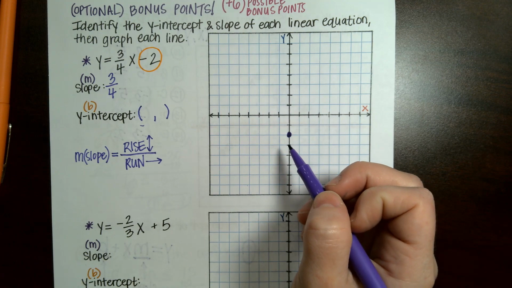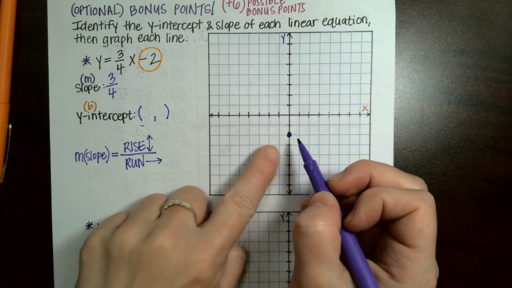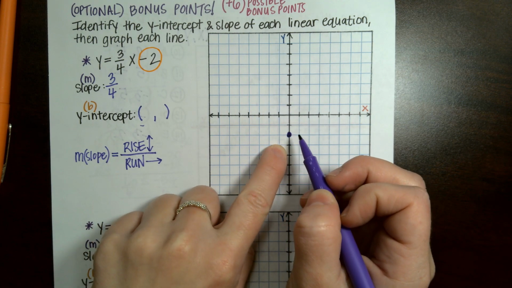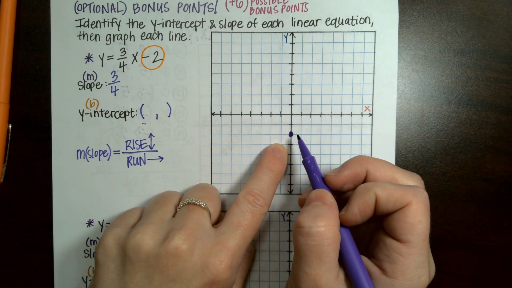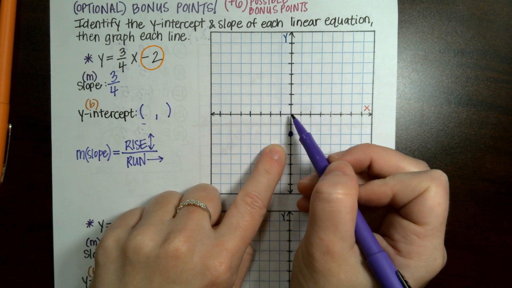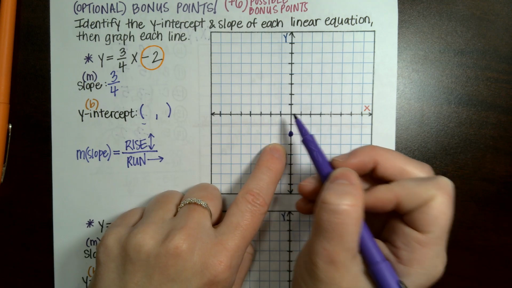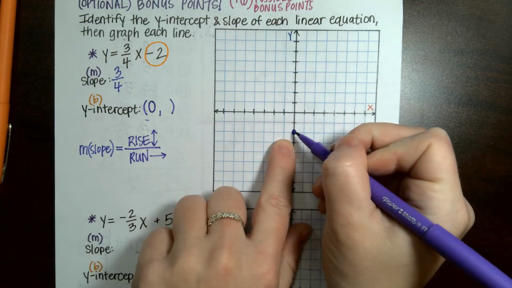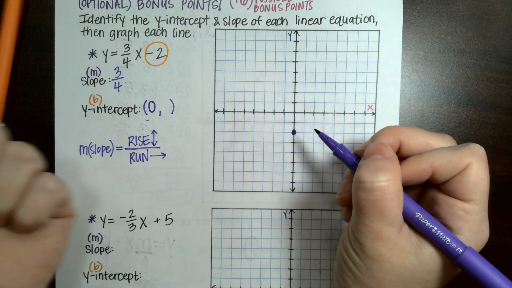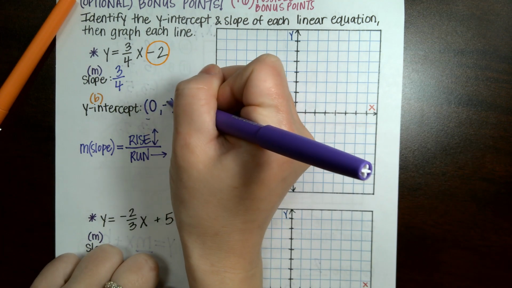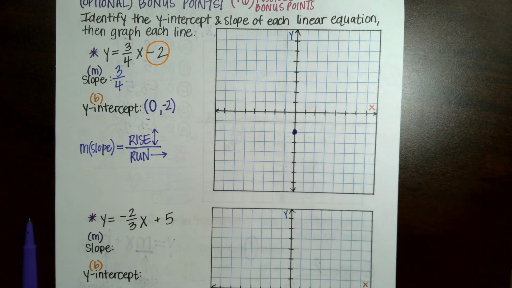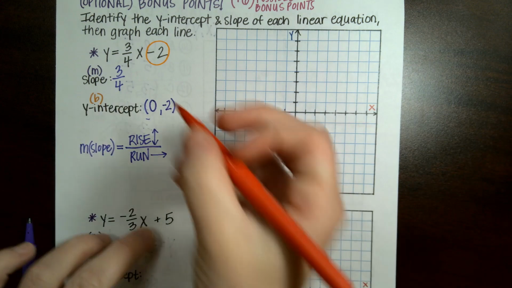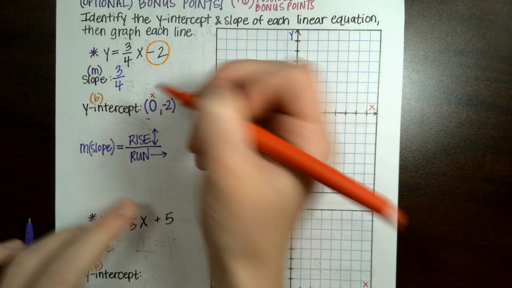What is my x value for this point and what's my y value? I want to think of this as a coordinate. 0 is my x, because I don't go to the right or to the left, I'm right in the middle. So my x is 0. What's my y? -2.